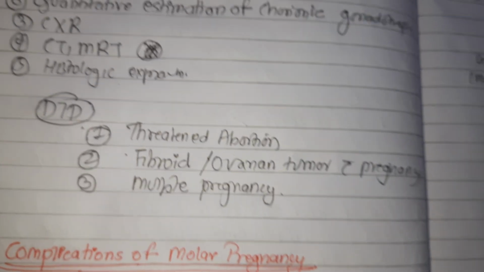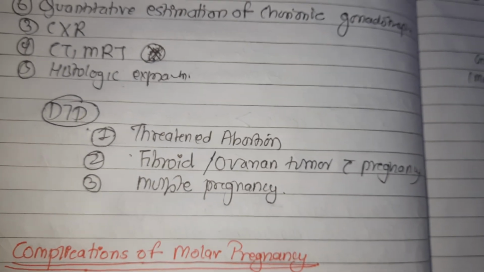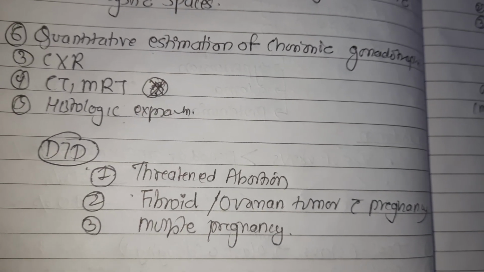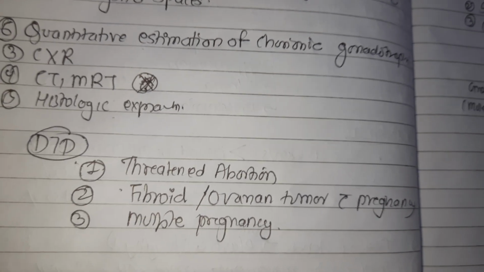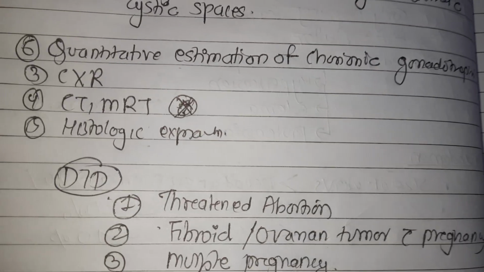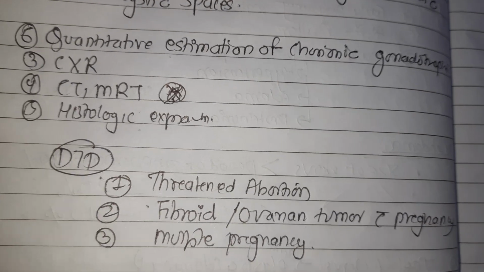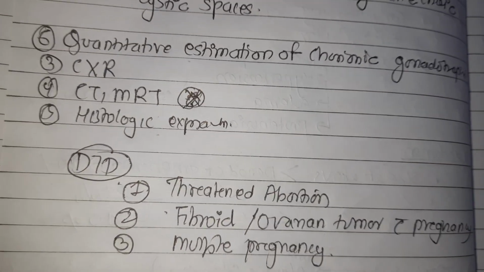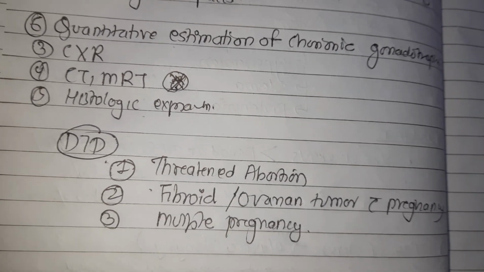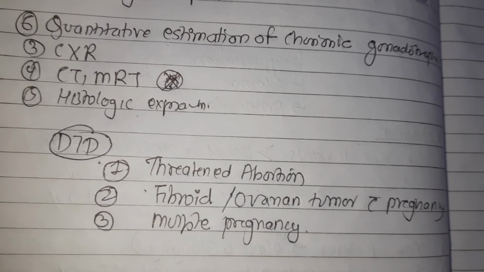And what are the differential diagnoses of the hydatidiform mole? The first is threatened abortion, next is fibroid or ovarian tumor with pregnancy, and next is multiple pregnancy. The twin pregnancy with one normal fetus and placenta, and the other with complete mole, is differentiated from partial mole by cytogenetic and high resolution ultrasound studies.